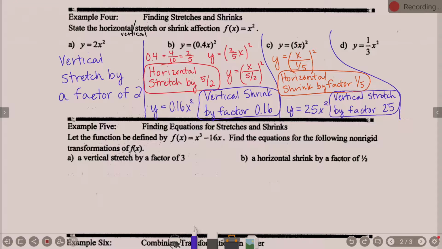Okay. Does that help clear up some of the confusion there? I mean, it's a little different. I get it. What about D?